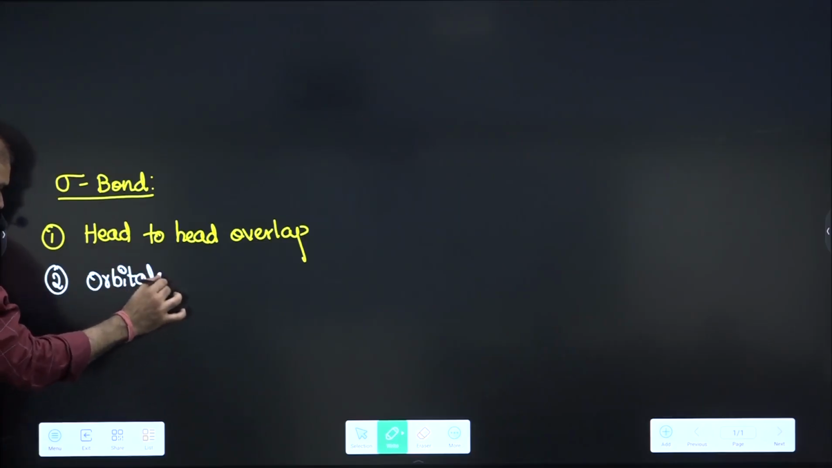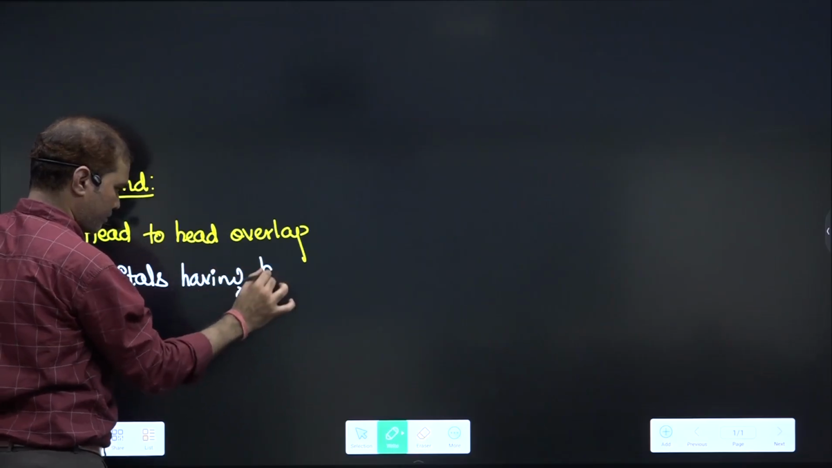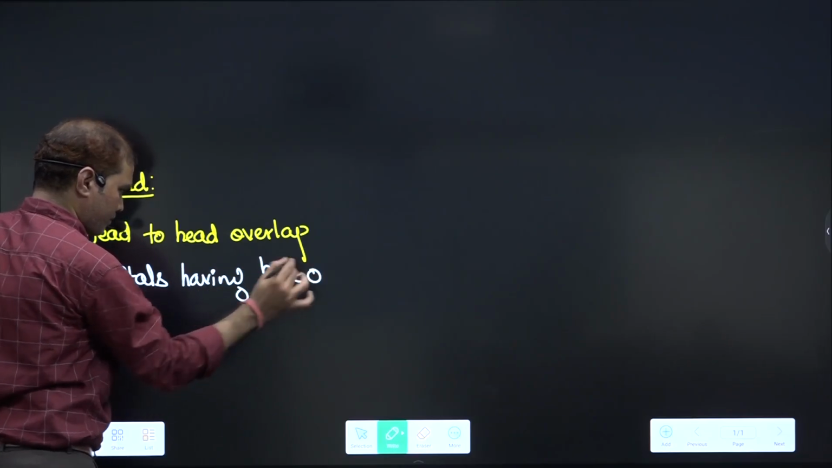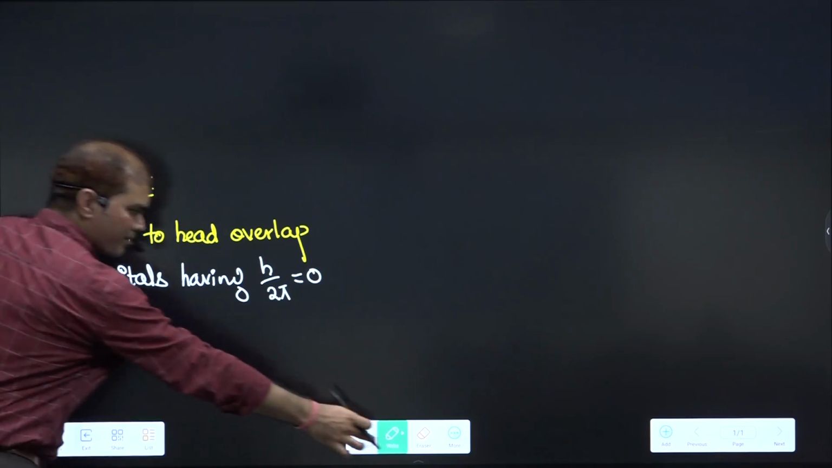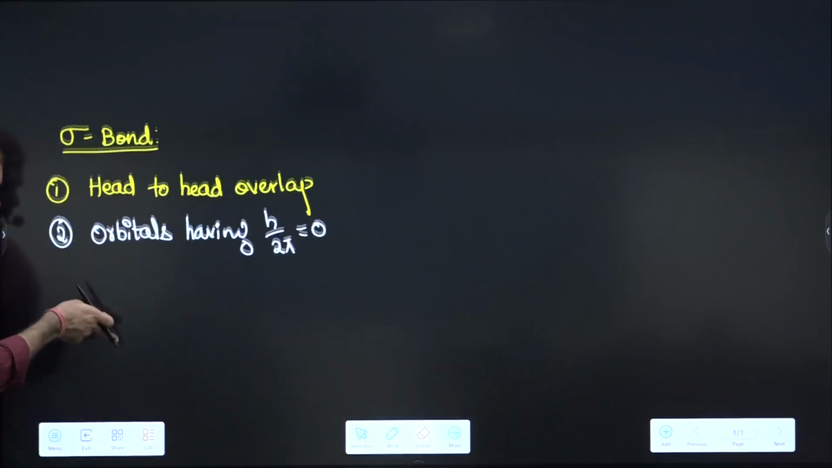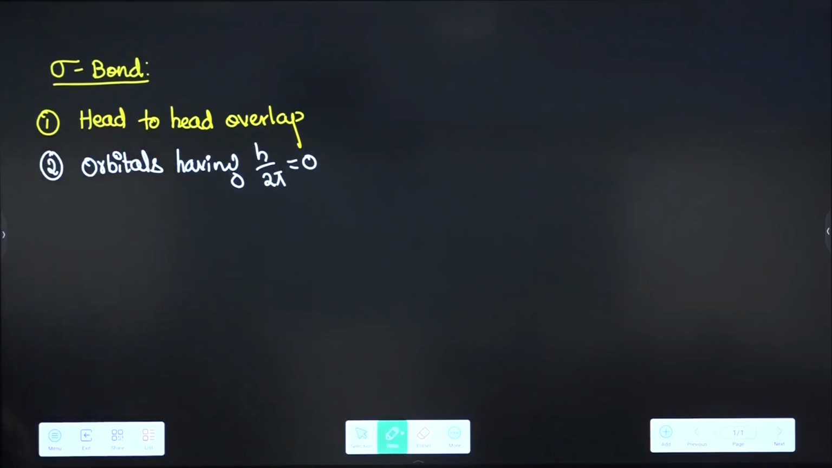First one, sigma bond. Sigma bond, just 1 or 2 points. It is formed due to head-to-head overlap, or what is the other name? Linear overlap. Head-to-head overlap or linear overlap. Second important point, only those orbitals combine to give a sigma bond which have h by 2 pi orbital angular momentum value of 0. It has to be 0.